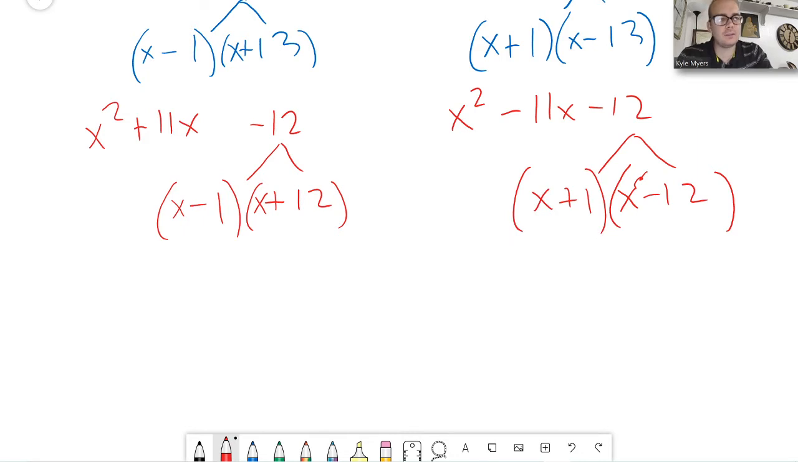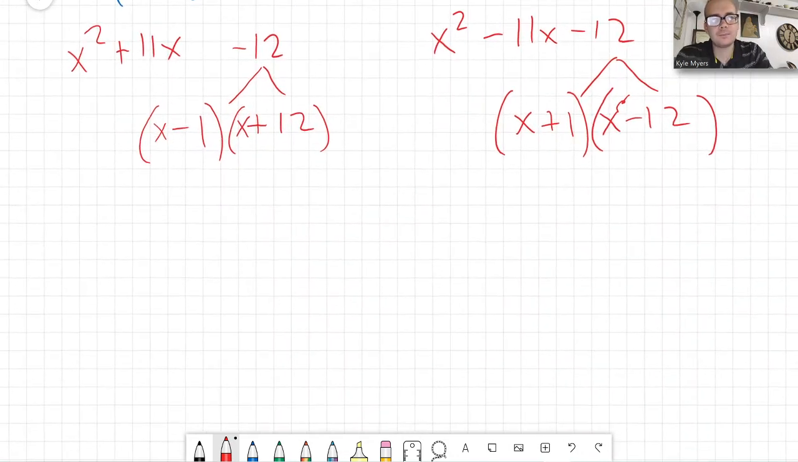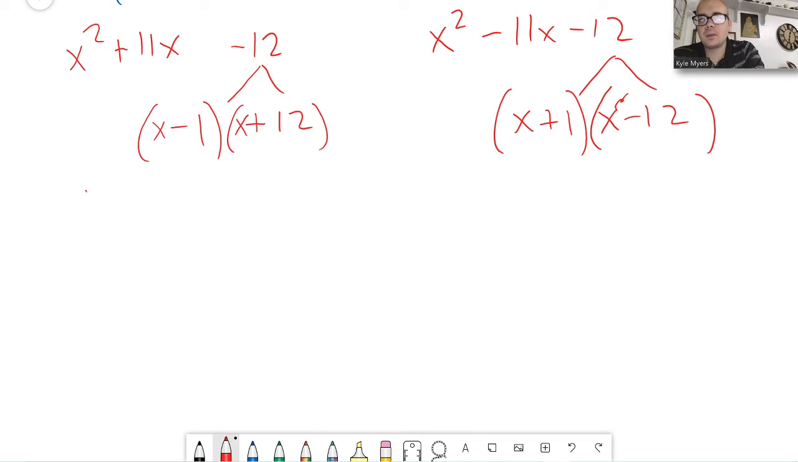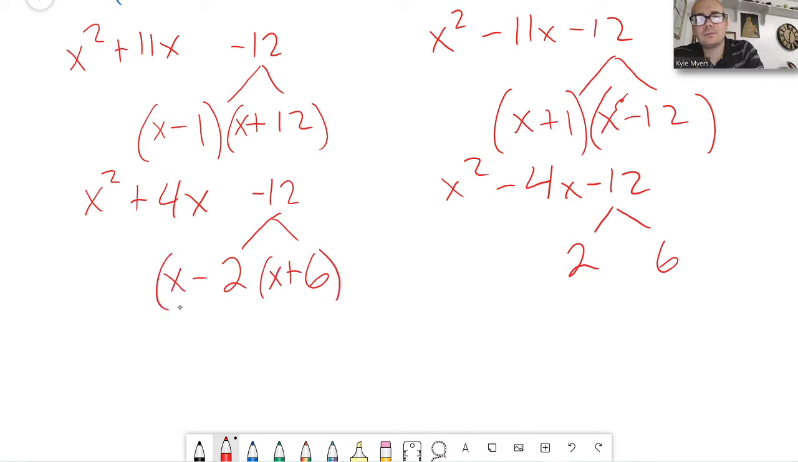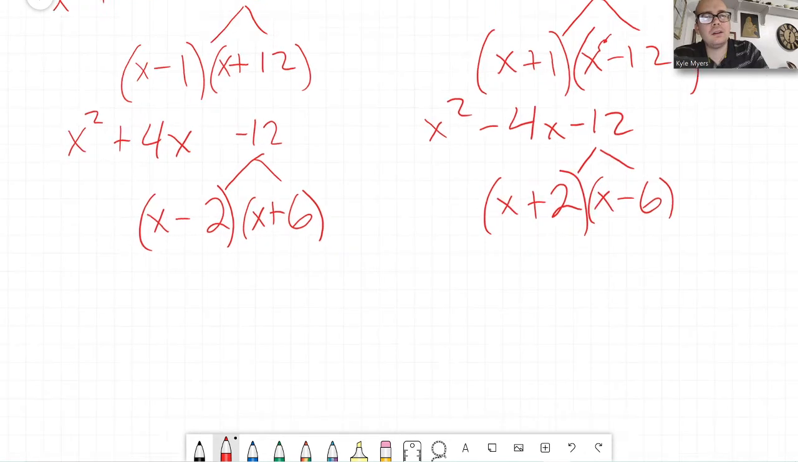My X has a fancy curly Q thing on it now. You're welcome. X squared minus 12. Let's see what else happens. 4 happens. X squared minus 4x minus 12. This is 2 and 6. So then I have a minus plus. Right, so that makes 4x. Here I'd have a plus minus. And done.